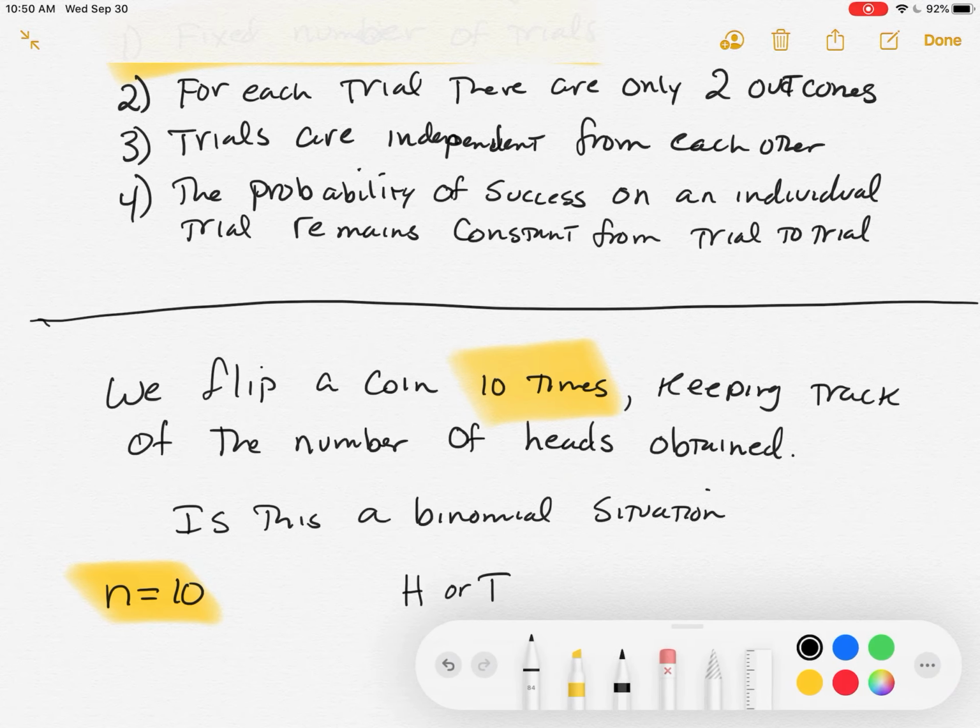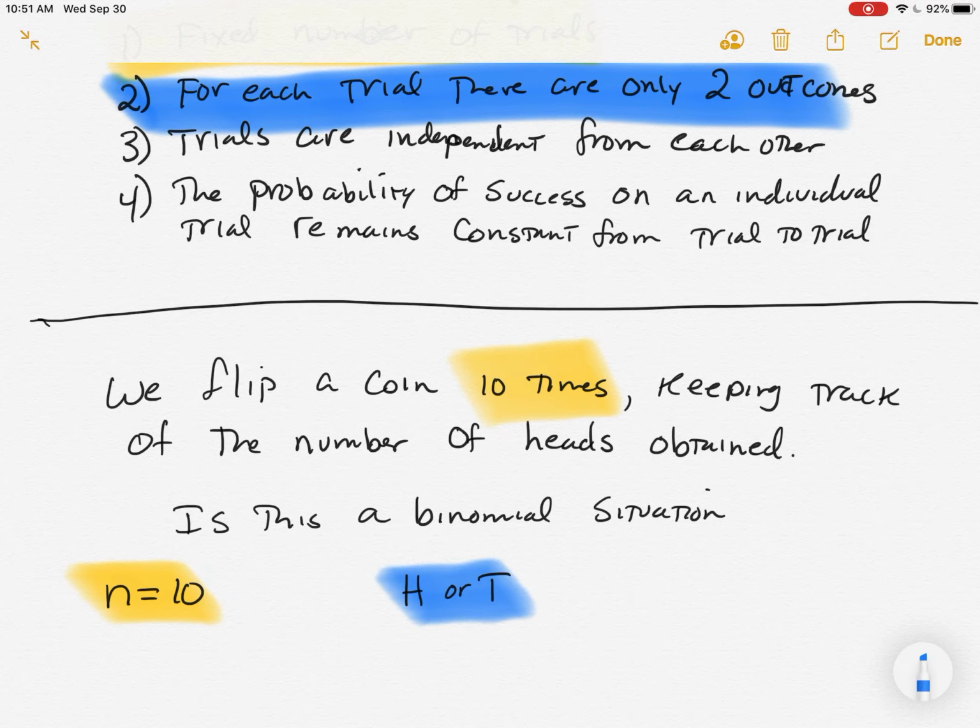So for this one, we have to think about what could come out with each trial, head or tail. Now think about that one trial. This represents the first flip of the coin, also the 5th flip, also the 9th flip. Every time I flip it, whether it's the 1st, 2nd, 3rd, 4th, 5th, all the way up to the 10th, it's either heads or tails.